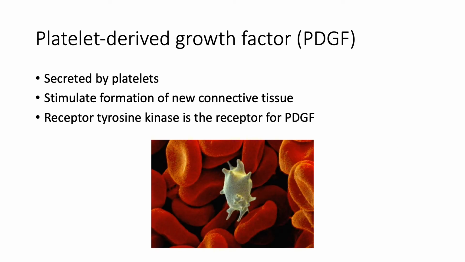A specific type of growth factor is called platelet-derived growth factor, or PDGF, and it is secreted by platelets in blood. And you can see the platelet is the whitish yellow object in the center there, and they stimulate the formation of new connective tissue. And the platelet-derived growth factor is received by the receptor tyrosine kinase.